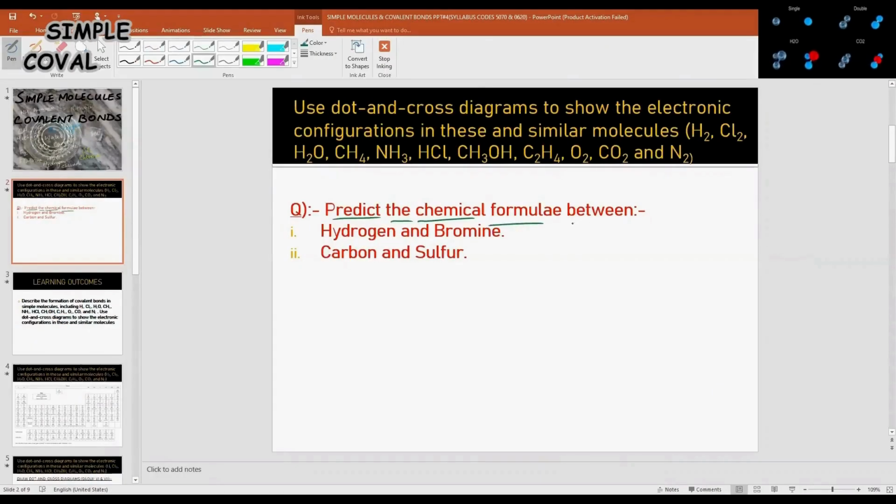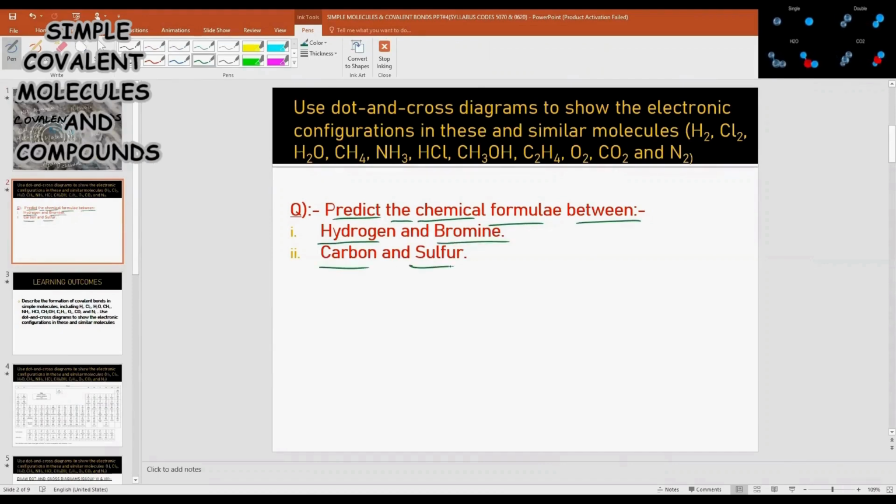The chemical formula between hydrogen and bromine, carbon and sulfur. You know the symbol and charges of hydrogen and bromine. Both hydrogen and bromine have a valency of -1. Just ignore their charges and these numbers will become subscripts. The subscripts will be exchanged. Let me do the working for you. H, B, R. Ignoring their charges, valency is 1. These subscripts will be exchanged. So the formula will be HBr. The name is hydrogen bromide.